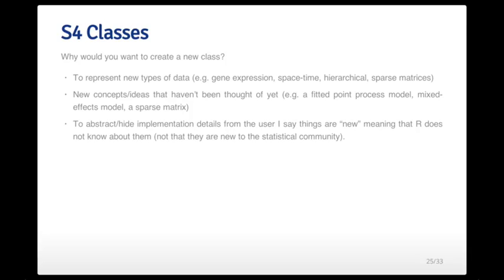And also, you might want to hide certain implementation details from the user. You may be able to represent a new type of data using lists and vectors, but then there may be a lot of ugly details that are exposed to the user that you would rather not let the user know about. One thing to emphasize: when I say creating a new data type, I don't necessarily mean that the data type has never been seen before. All I mean is that it's not known to R, and R doesn't have any special handling for those data types.